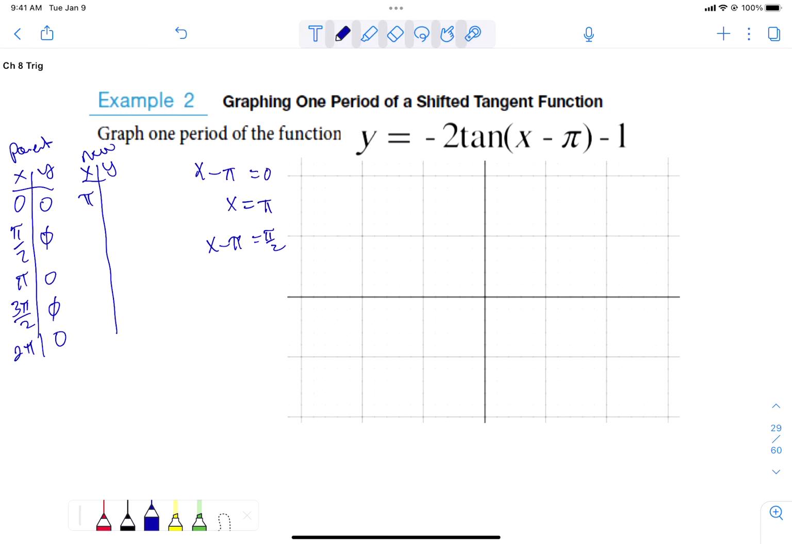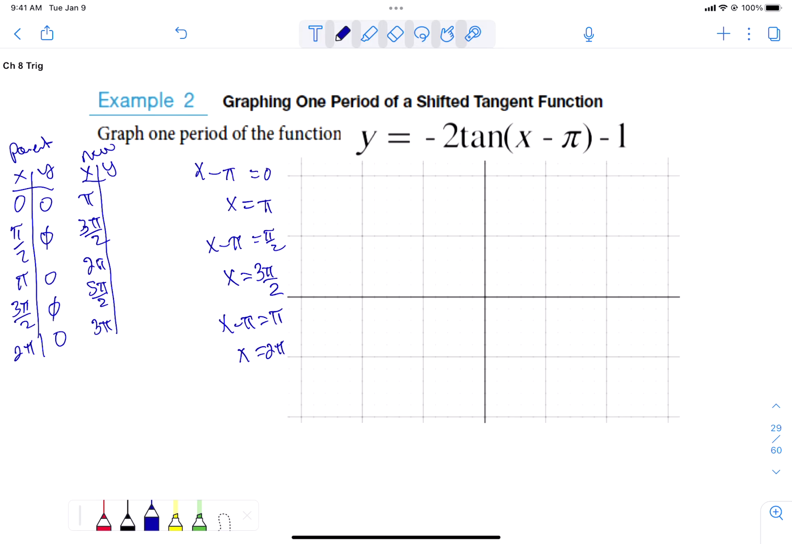Well, if we add a pi to a pi over 2, if I have one pizza pie and I have a half a pizza pie, I have 3 halves. So 3 pi over 2. That's the next x. And then x minus pi equals pi. If I add a pi to a pi, I have 2 pi's. And you can see it's kind of counting by half pi's. And so if you kept doing this pattern, the next one would be 5 pi over 2. And the last one would be 3 pi.